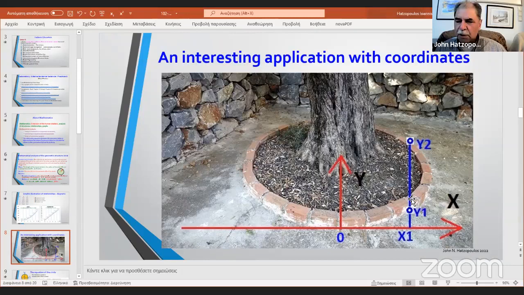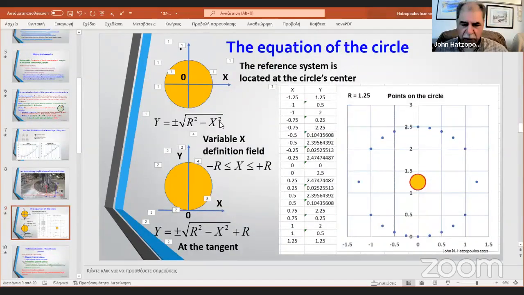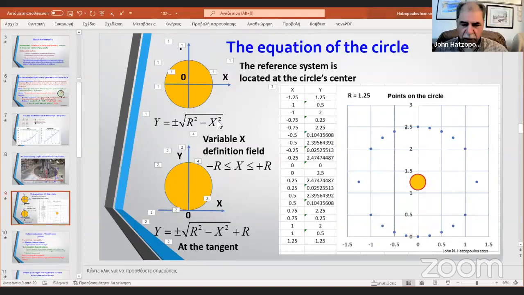as you can see in this answer here. If we put the coordinate system at the center of the circle, the equation of the circle is this one. Y is equal to this part. But we want the coordinate system to be here, okay? So the equation of the circle becomes just adding to this quantity the r. Okay, this is the equation of the circle.